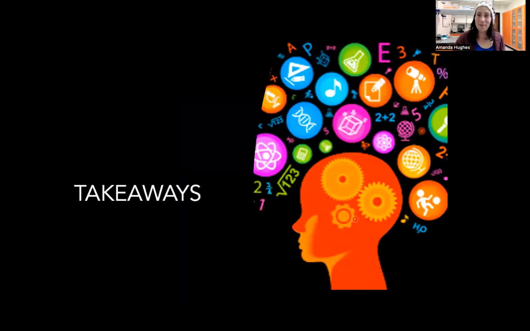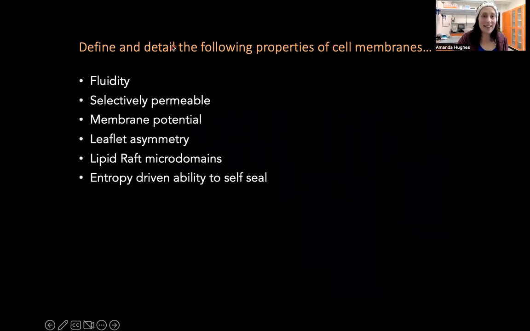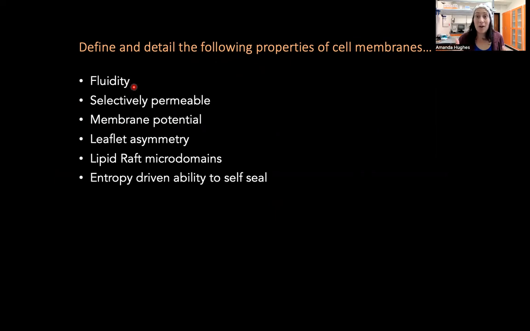Okay, so what are the takeaways from this mini lecture? Hopefully, at the end of this lecture, you could define in detail the following properties of cell membranes. You could talk about the fluidity and how cholesterol affects the fluidity, but also why cholesterol affects the fluidity of the membrane. How membranes are selectively permeable and what types of compounds can pass through the membrane and which kinds cannot. Talk a little bit about membrane potential, leaflet asymmetry, lipid rafts being microdomains, and that the ability for a disrupted membrane to self-seal is entropically driven.